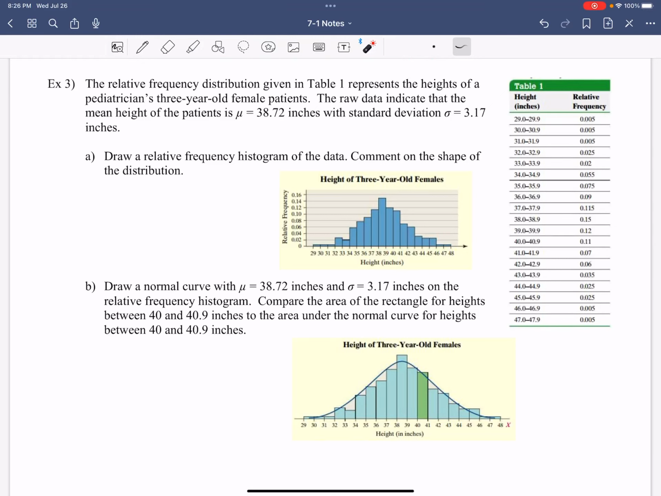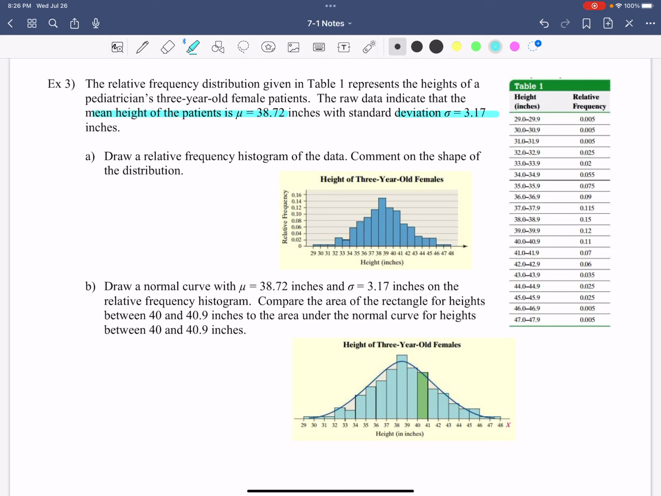Okay, let's look at another example based off of data that we have. A relative frequency distribution given in table 1 represents the heights of a pediatrician's 3-year-old female patients. So these are heights in inches, and the relative frequency is how often that happens. We learned that previously, so again, previous information goes into the current lesson. The raw data indicate that the mean height is 38.72 inches with a standard deviation of 3.17 inches.